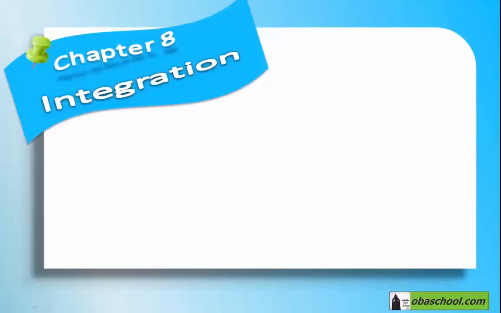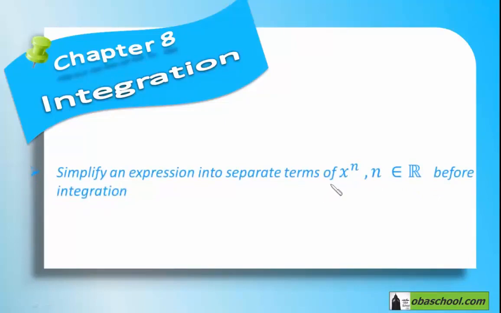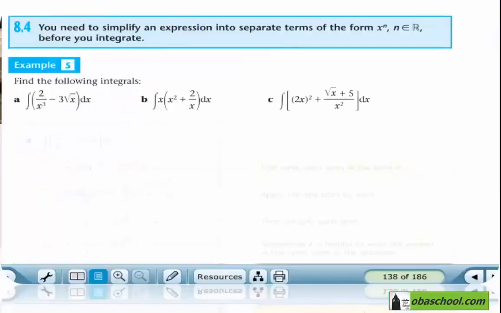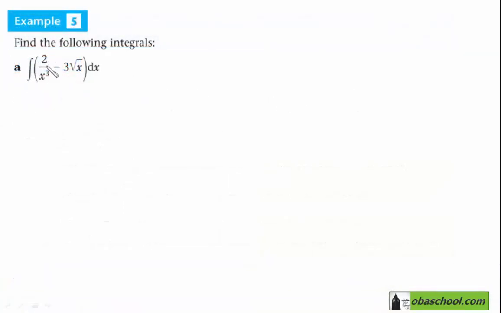For section 8.4, our objective is to simplify an expression into separate terms of x to the power n, where n is a real number, before integration. For this purpose, we are going to start with example part 5, where we are asked to find the following integrals. Starting with part A, we have to find the integral of 2 over x cubed minus 3 times the square root of x with respect to dx.